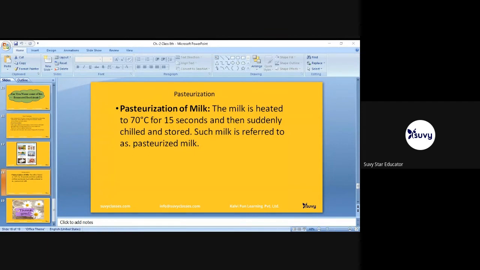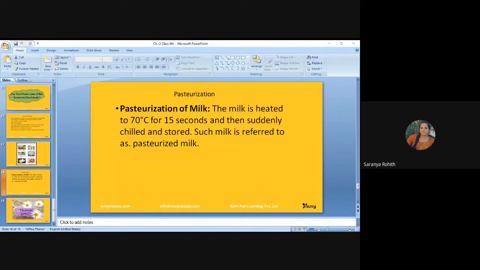So this pasteurization is done to prevent the growth of microorganisms. Also, whatever microbes are present in the milk at that time will get killed by this process. So the milk which is prepared by this procedure is referred to as pasteurized milk.